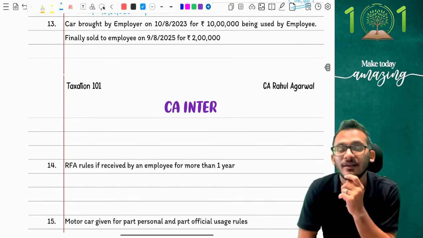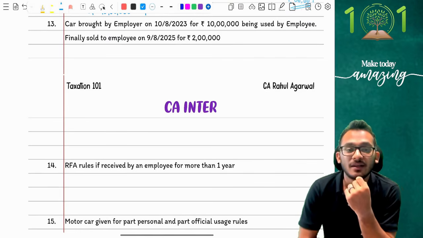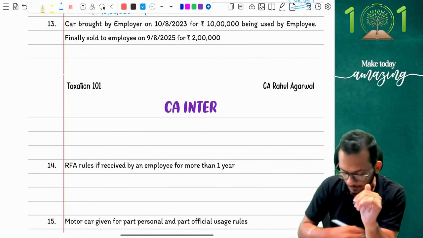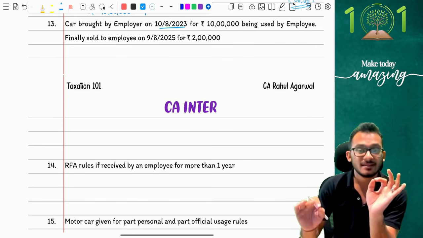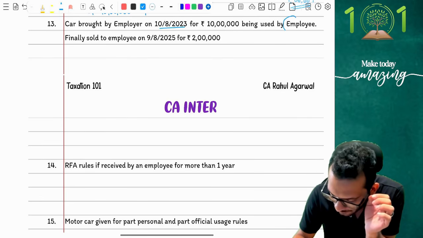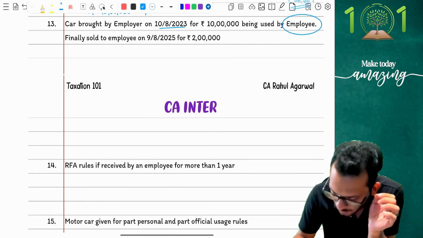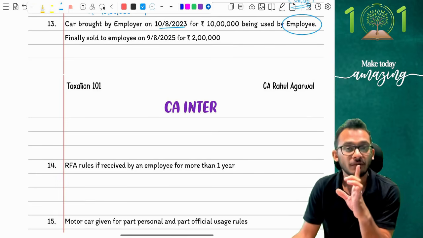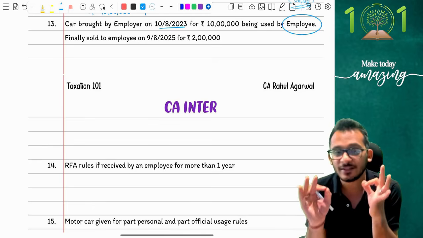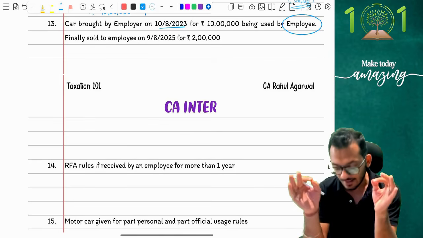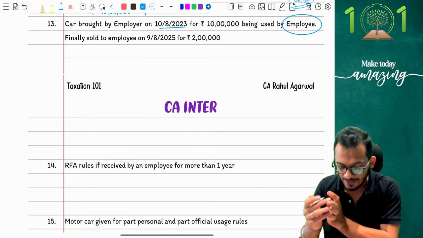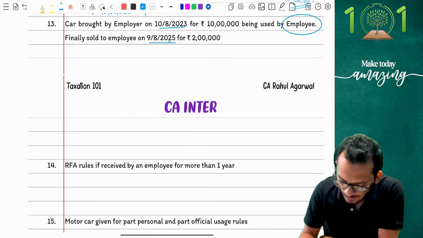I'm at question number 13. Question number 13 says, a car was bought by the employer on 10th August 23 for 10 lakh rupees, which is being used by the employee. Very important. Question says, employer has bought a car and has given it to the employee for usage. First rule, usage perquisite has come into picture. Next, the question says, finally, this car has been sold to the employee on 9th August 25 for 2 lakh rupees.